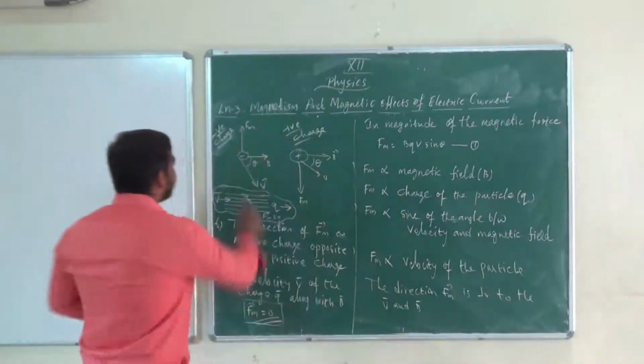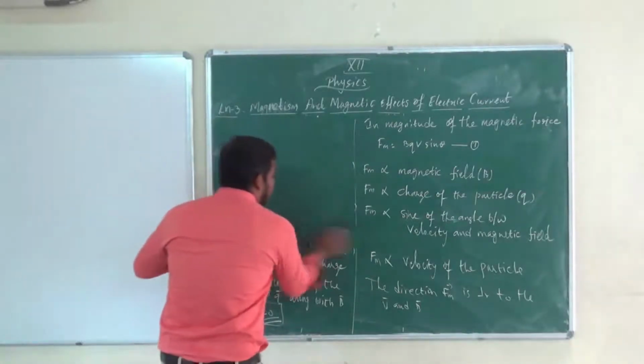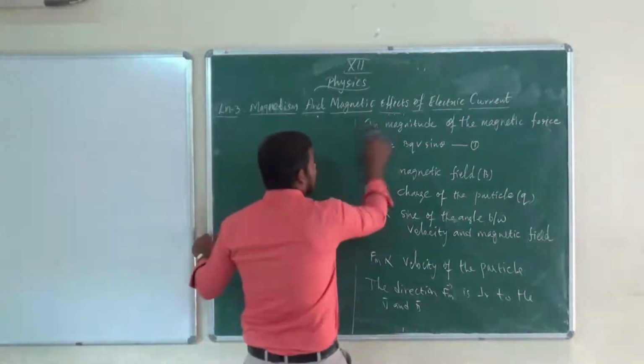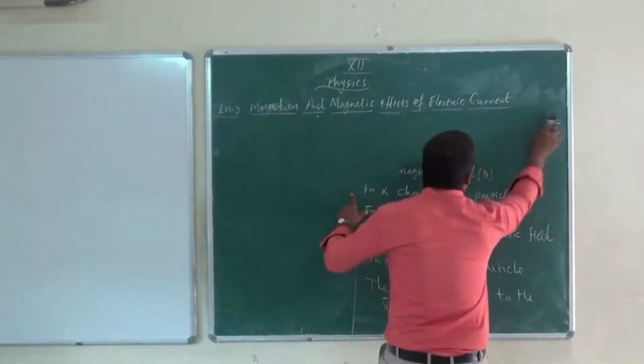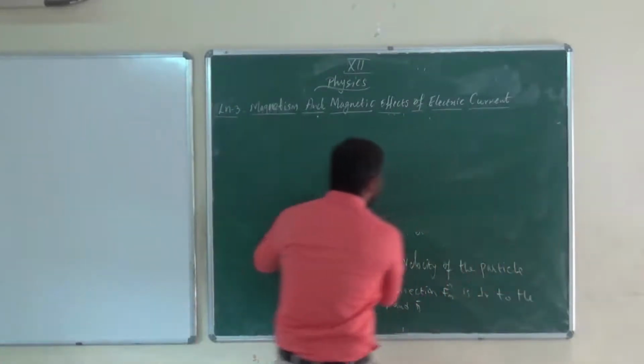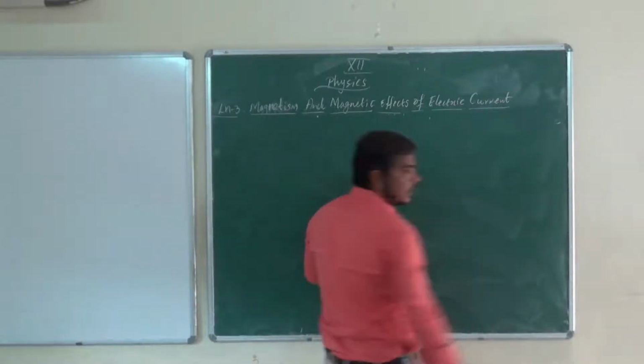So when we are looking at the next question, on the magnetic Lorentz force, you should always remember the equation F equal to qvB sin theta, the ordinary form. In vector form, F vector is equal to q into v vector cross B vector.